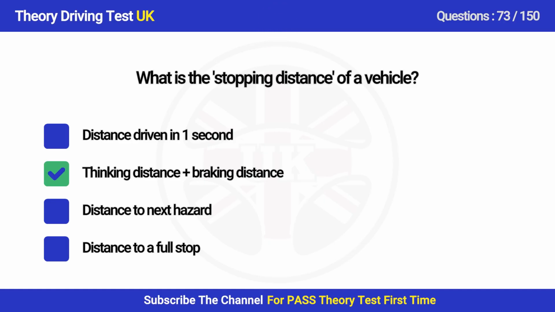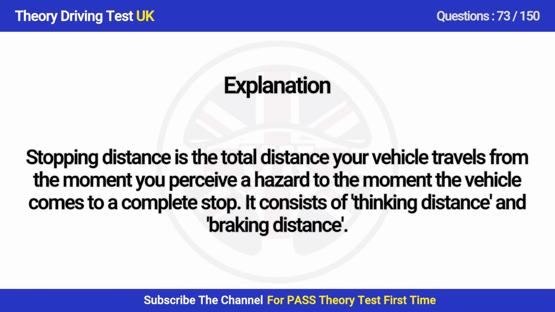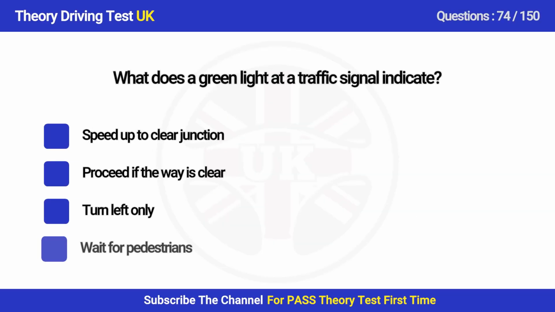Answer is B. Thinking distance plus braking distance. Stopping distance is the total distance your vehicle travels from the moment you perceive a hazard to the moment the vehicle comes to a complete stop. It consists of thinking distance and braking distance. Question 74. What does a green light at a traffic signal indicate?